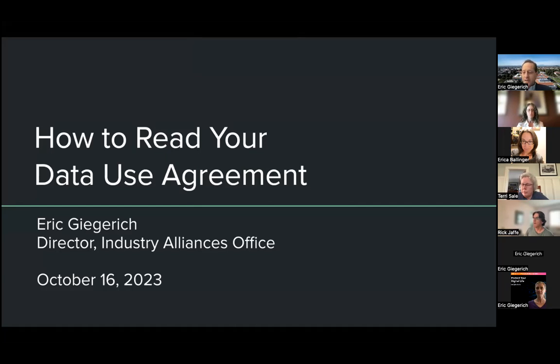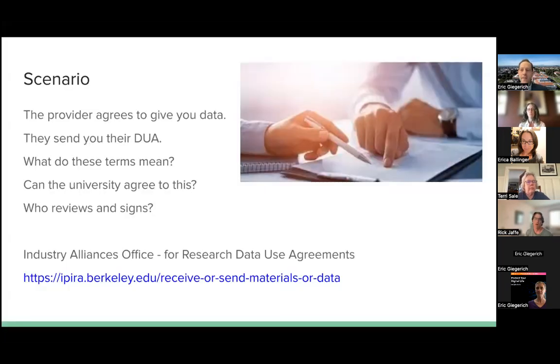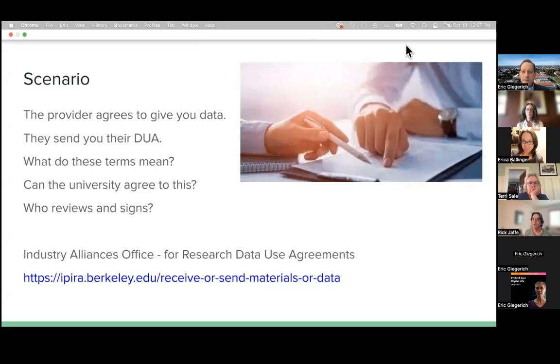So, how to read your data use agreement. This is mainly for researchers, but it's really for everyone, so hopefully we've got enough here to meet all folks. Let's take a hypothetical scenario. Our office handles research data use agreements, so if you have one, send it to us. A common scenario: a data provider agrees to give you their data. They send you their data use agreement, and you might be looking at it and saying, what do these terms mean? Can the university agree to this? And who reviews and signs this?